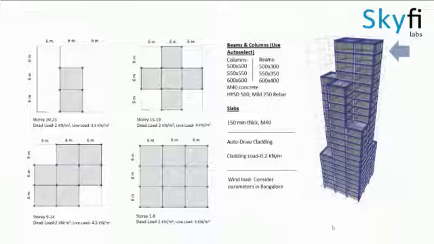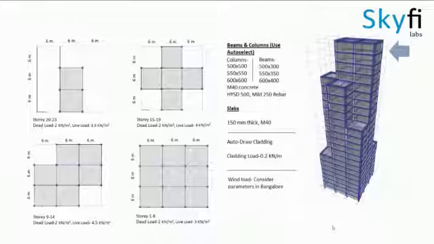The beams and columns specifications are as follows. We need to use auto select option in the ETABS software. The column dimensions are 500 mm cross 500 mm, 550 mm cross 550 mm, and 600 mm cross 600 mm. The beam dimensions are 500 mm cross 300 mm, 550 mm cross 350 mm, and 600 mm cross 400 mm. For the building, we need to use M40 grade of concrete, HYSD 500 and mild 250 rebars.